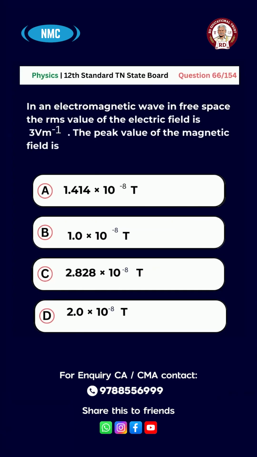Question number 66. In an electromagnetic wave in free space, the RMS value of the electric field is 3 V m power minus 1. The peak value of the magnetic field is option A 1.414 into 10 power minus 8, B 1.0 into 10 power minus 8, C 2.828 into 10 power minus 8, D 2.0 into 10 power minus 8. And the right answer is option A 1.414 into 10 power minus 8.